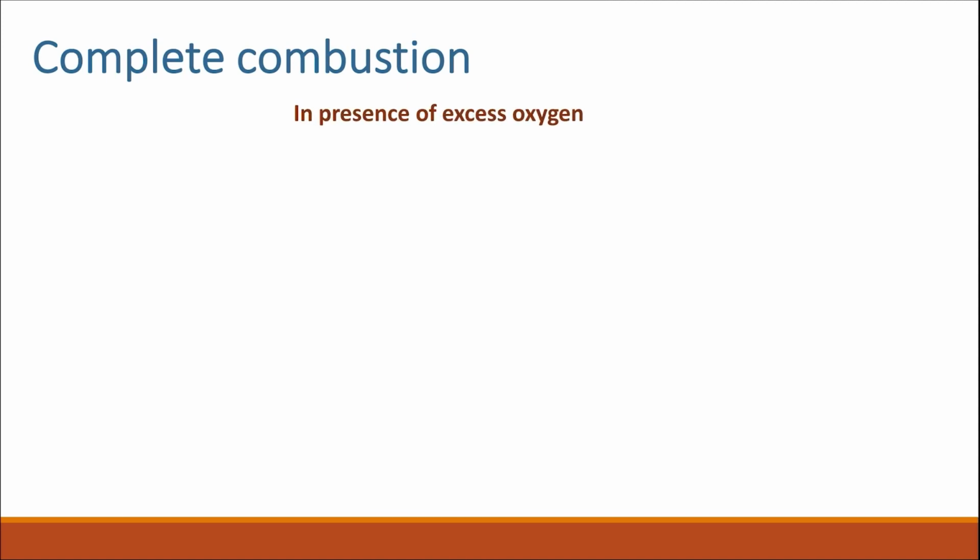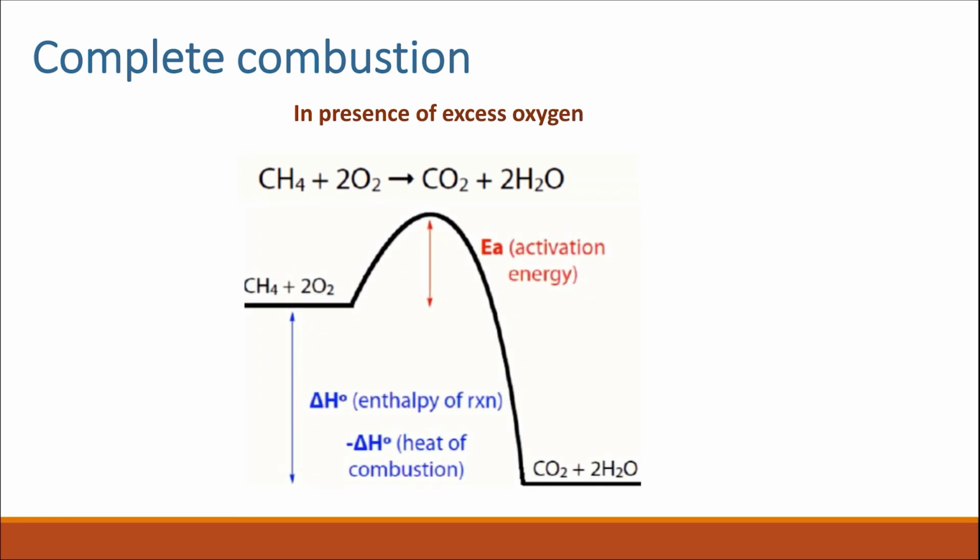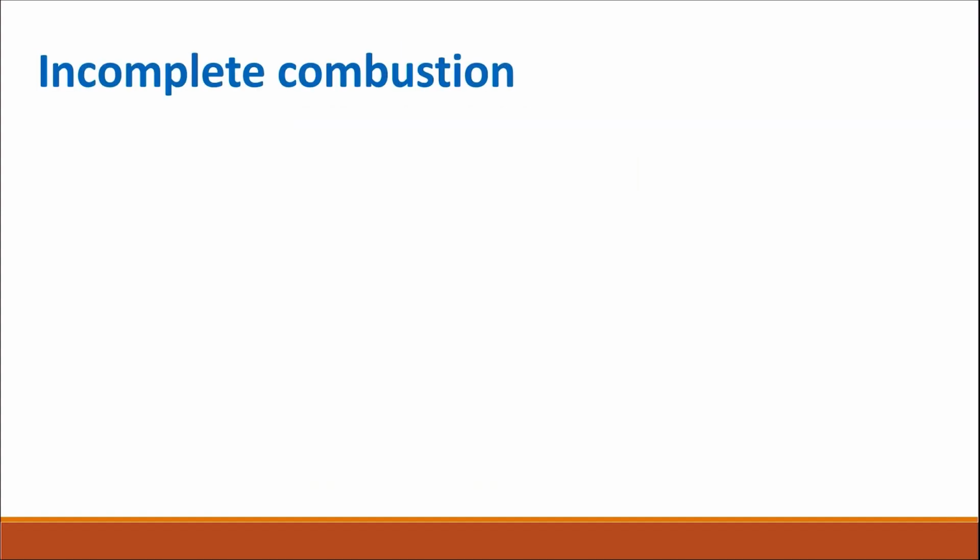Complete combustion. So we know that alkanes are flammable. They will burn in the presence of oxygen to give you energy. In the presence of excess oxygen, they undergo what we call complete combustion, and this means that the hydrocarbon or the alkane will completely burn to give you only carbon dioxide and water. This is an exothermic reaction, and this is the main reason why alkanes are used as fuel, because of the amount of energy that is released when they are burned.